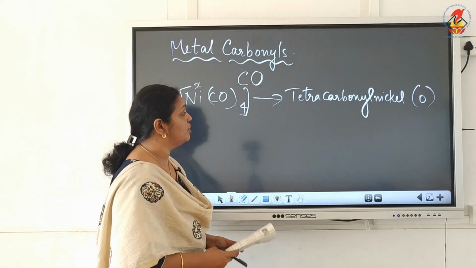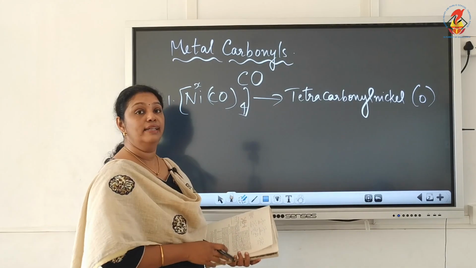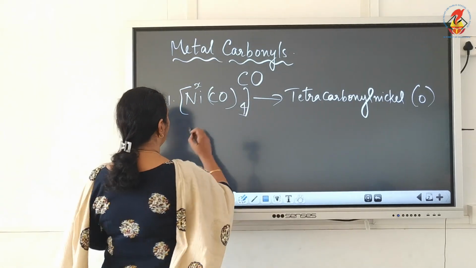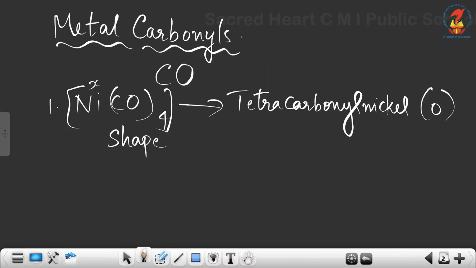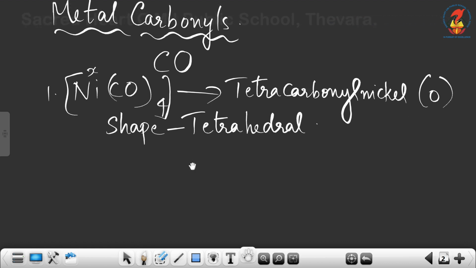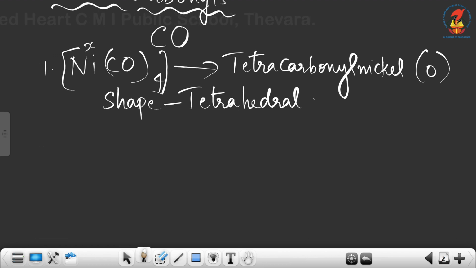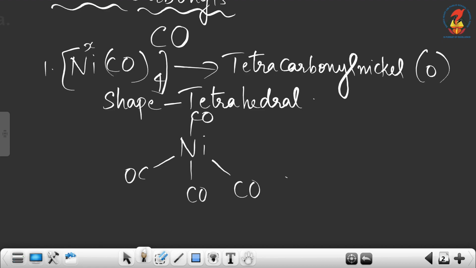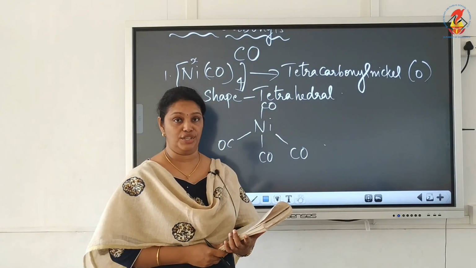Now, let's see the structure of tetracarbonyl nickel. The shape is tetrahedral. So, if you are to draw the shape of tetracarbonyl nickel, nickel with 4 carbonyl groups, and this is tetrahedral in shape.